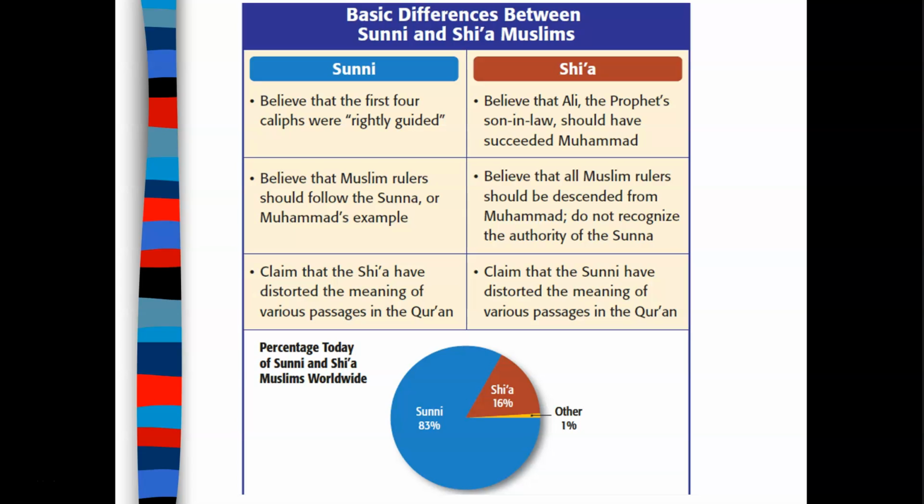And you can see at the bottom here the percentage of Sunni and Shia Muslims worldwide. You see that the Sunni have a bigger number, 83%, and the Shia have about 16%. So these are two divisions that became part of Islam, the Muslim world, in which people interpreted different passages of the Quran differently, and obviously that led to the division between them.